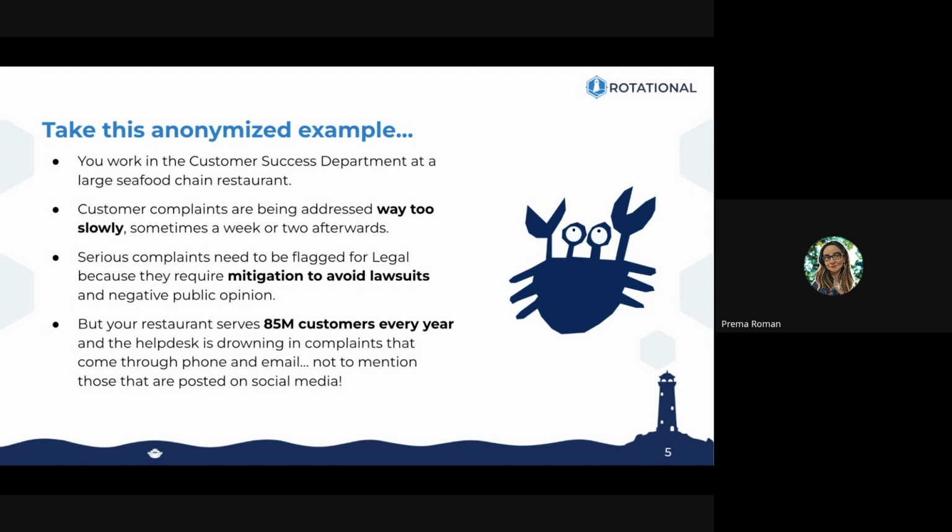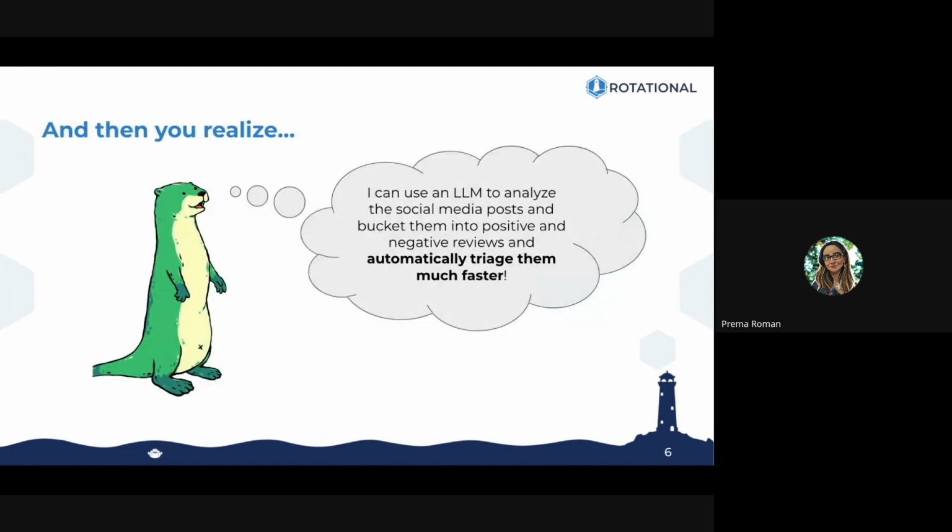I mean, obviously, maybe not as many of them are going to write reviews, but imagine just the fact that your restaurant serves that many customers means that there's going to be proportionally that many more complaints that you have to deal with. And right now, you're all drowning in dealing with these complaints. And so, you can pause on it for a few minutes and see, what can you do to solve this problem? And then you realize, hey, from everything that I've heard about large language models, we can analyze these social media posts and then we can bucket them into positive and negative reviews and use automation to triage them much faster. And so there you go.